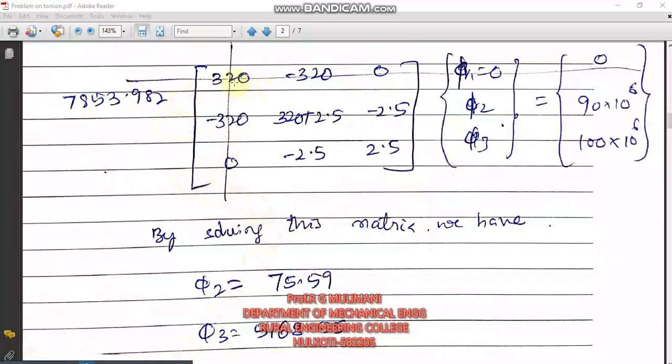By the elimination approach, as we know the angle of twist at node 1 is 0, the first row and first column can be eliminated. So now it is reduced to a 2 by 2 matrix. Solving this, we get the angle of twist at node 2 and node 3, which are 75.59 and 5168.55. It is the angle of twist at node 2 and node 3.